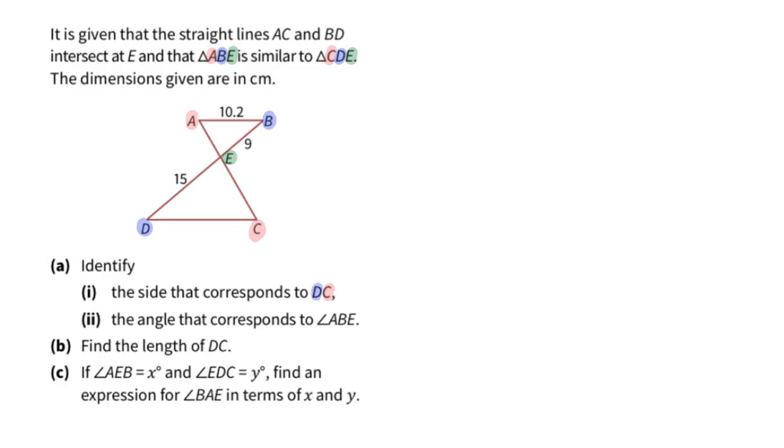So for question part 1, it's quite straightforward. It will be BA, blue followed by red. And the angle that corresponds to ABE, again, I look at the color coding. So when I write it out for part 2 at the side, I will write it in this form: angle CDE.